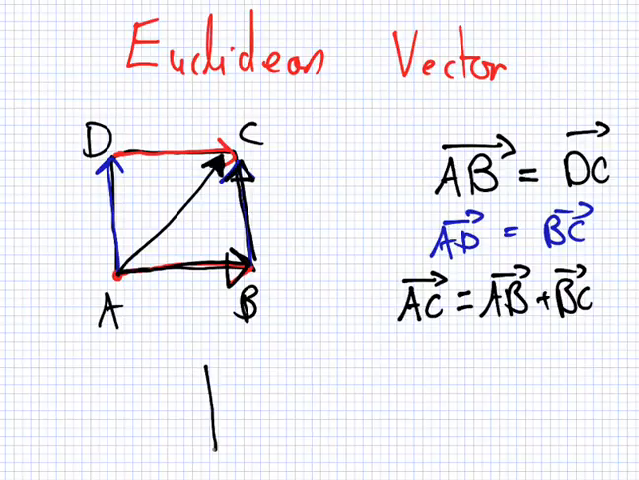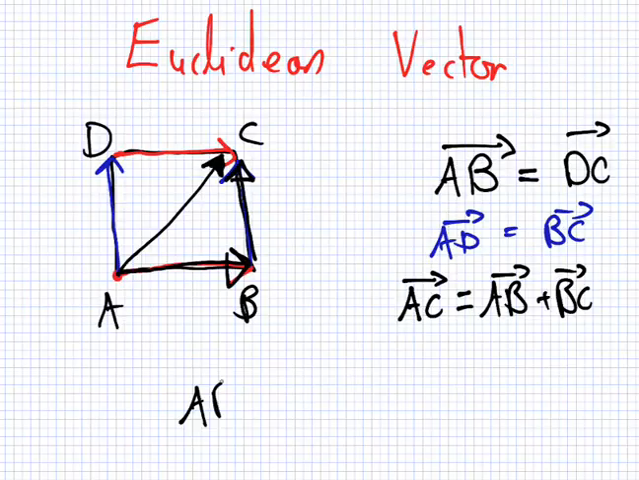This is the problem with the chapter on vectors. The further you go into the chapter, the more difficult it gets. And the difficulty is with the ideas, not with the maths. So here I'm saying AC is the same as AB plus BC.